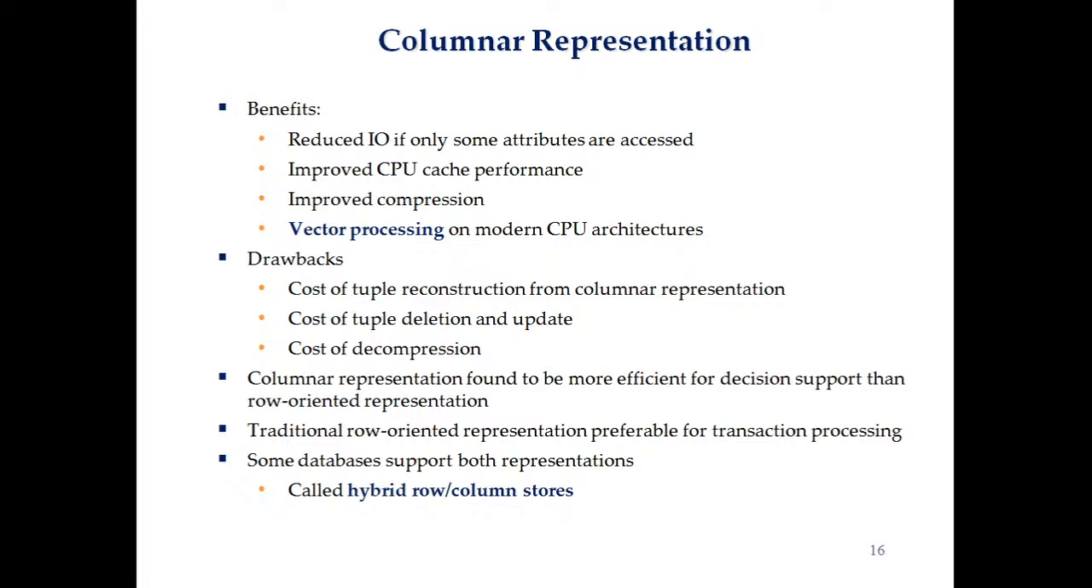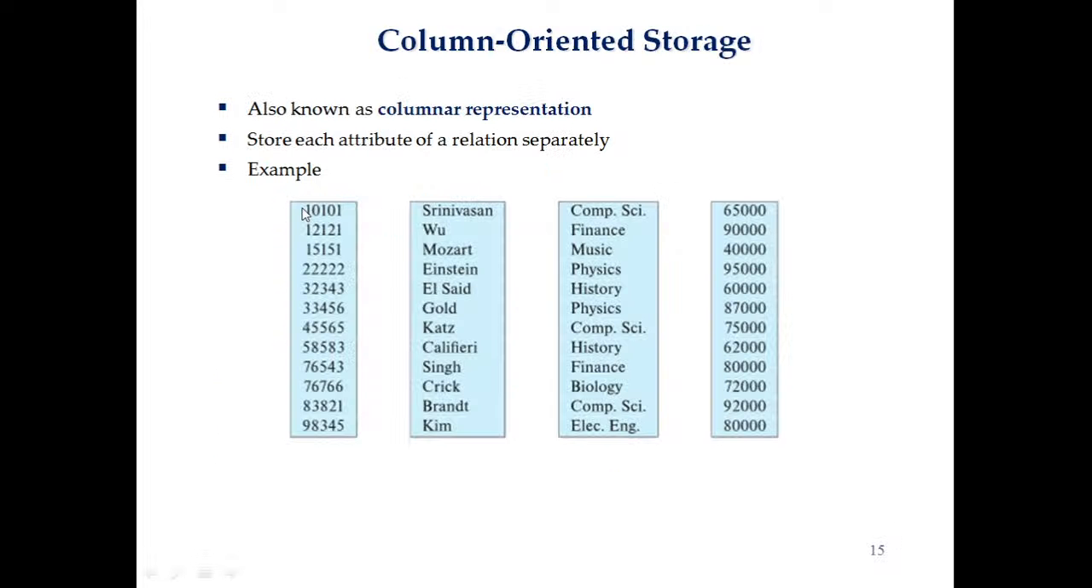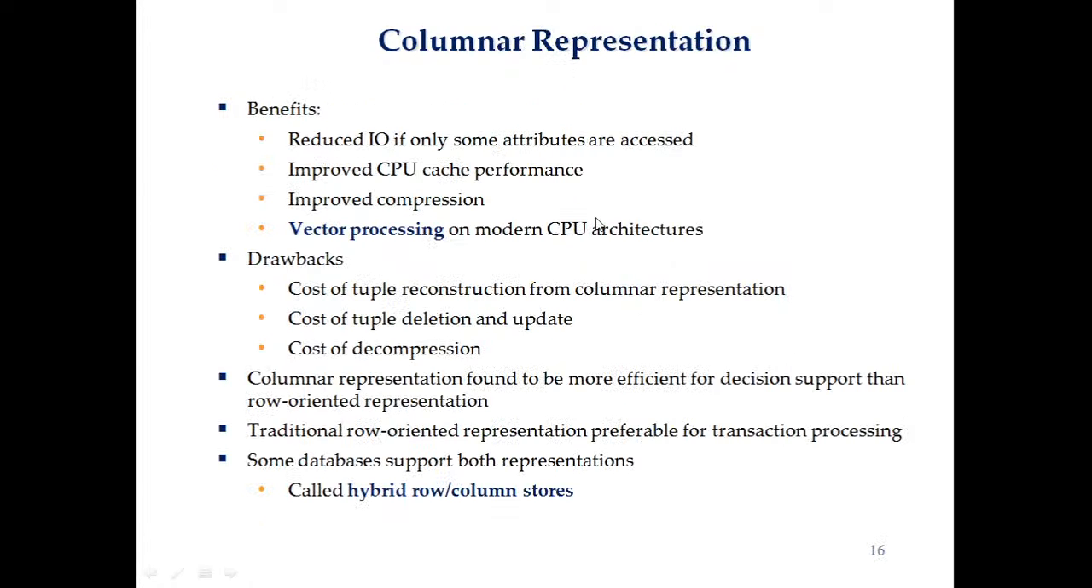But there are some drawbacks as well. The drawback is the cost of tuple reconstruction from the columnar representation: when you are going to create a single tuple, or fetch a single record, the cost of the query is a little bit maximum. Then there is the cost of tuple deletion and update. If you want to delete a single tuple, meaning a single row, the operational cost is quite maximum, because you have to delete the same thing from four tables. So that is a problem. The cost of decompression is also a little bit higher. So there are some benefits and some drawbacks.